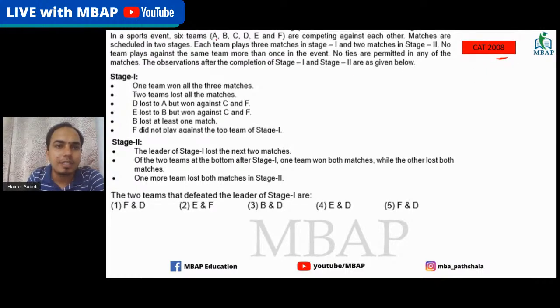Here there are six teams, A, B, C, D, E, F, which are competing against each other, and the matches are scheduled in two stages. Stage one and stage two details are given to you here. Each team plays three matches in stage one and two matches in stage two. We know that there are a total of five matches that a team is going to play, because apart from the team, there are other five teams. So it's going to have five matches overall, three in stage one and two in stage two. Now, no team plays against the same team more than once in the entire event. That means all the five games are with different teams.